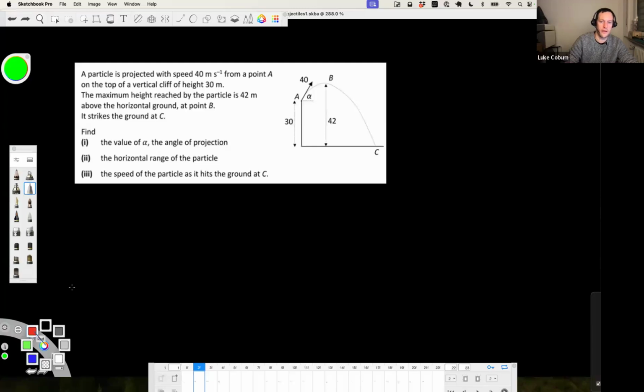So let's start to fill in some things to begin with. This line here, I'm going to call that 0. I'm going to call this point here, so let me just continue this up.